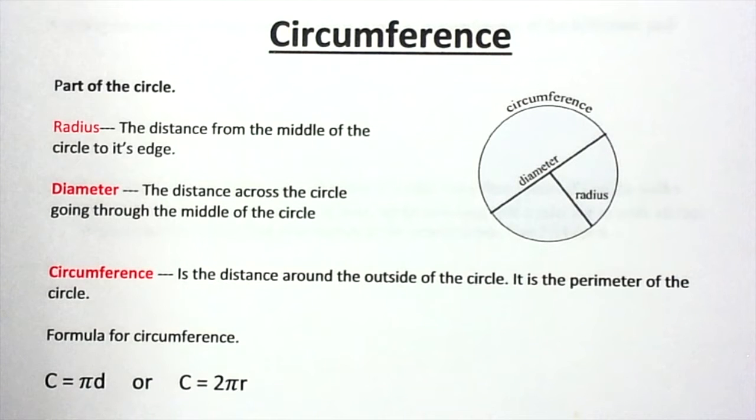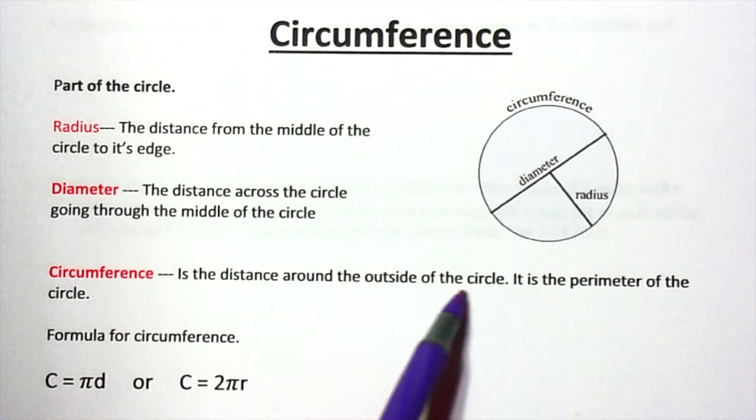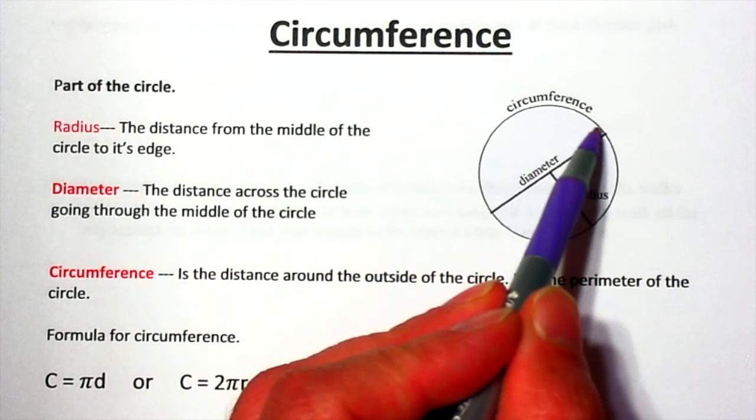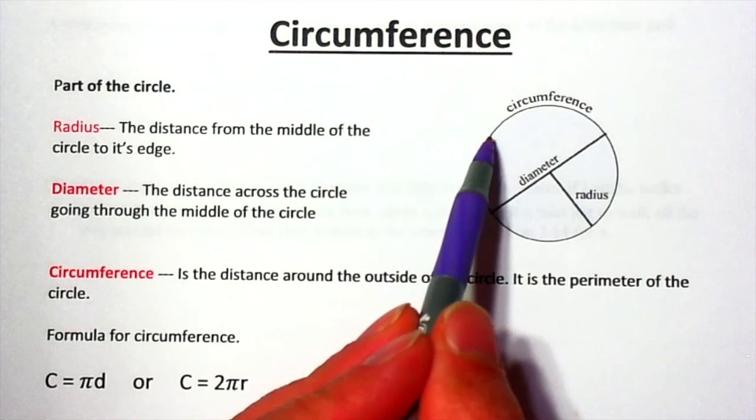Okay, what we're looking at is the circumference of a circle. Now, we can look at the definition here. Circumference is the distance around the outside of the circle. It is the perimeter of the circle. So it's all the way basically going around that circle.